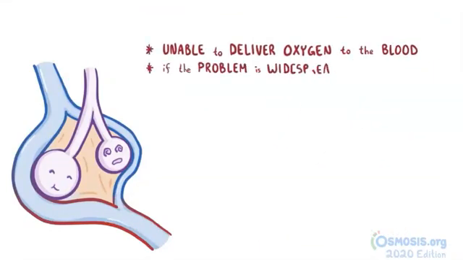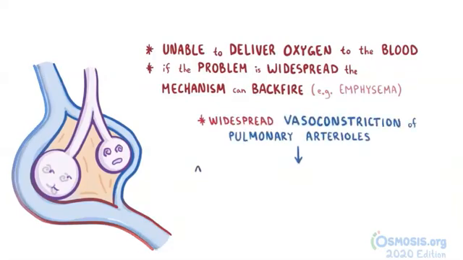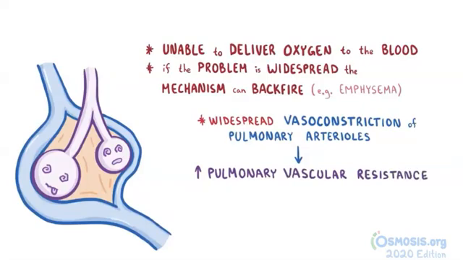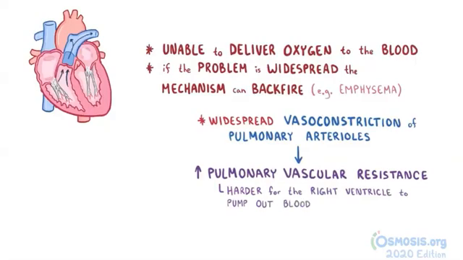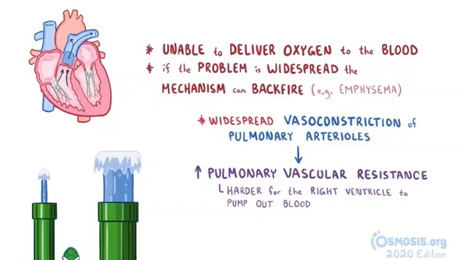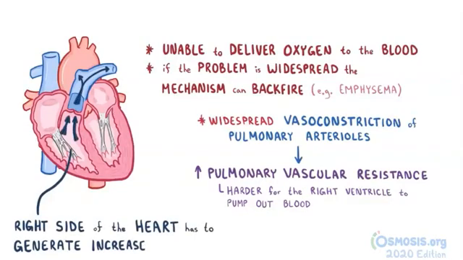But if the problem's widespread, like in individuals with emphysema, the mechanism can backfire. That's because there's widespread vasoconstriction of pulmonary arterioles, and that increases pulmonary vascular resistance in general. Increased resistance makes it hard for the right ventricle to pump out blood, a bit like pushing water through a narrow pipe as opposed to a wider pipe. So, to make the same amount of blood flow through the pulmonary arterioles, the right side of the heart has to generate increased pressure, and that results in pulmonary hypertension.